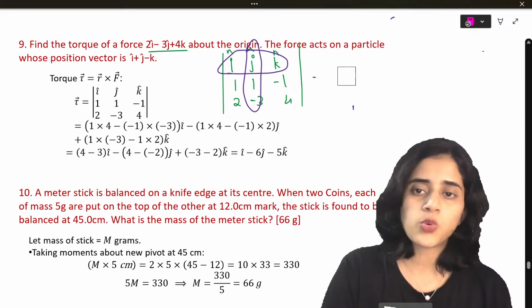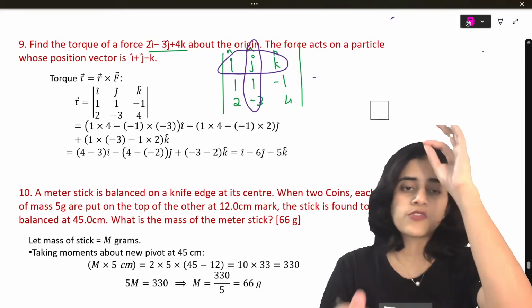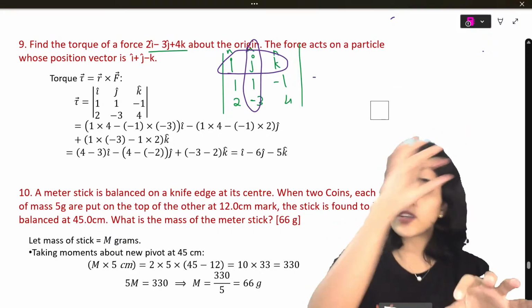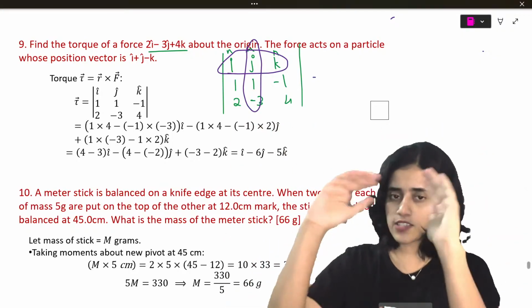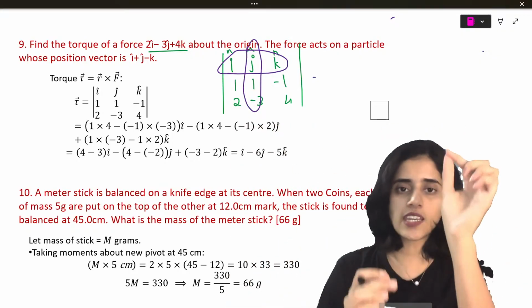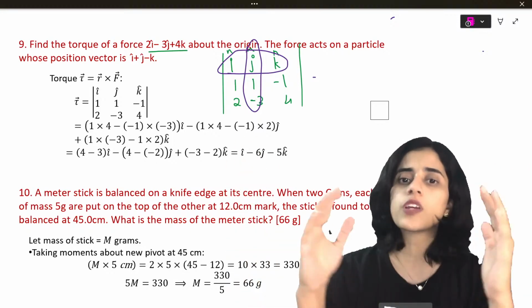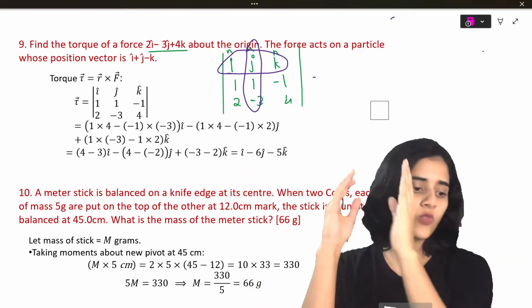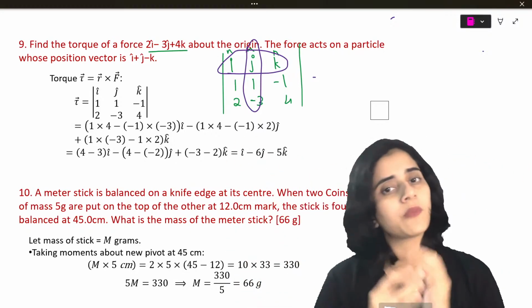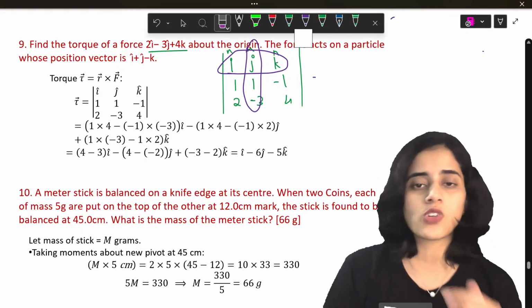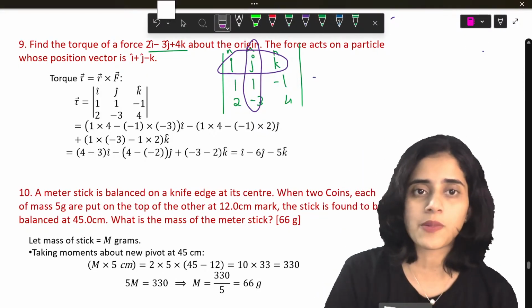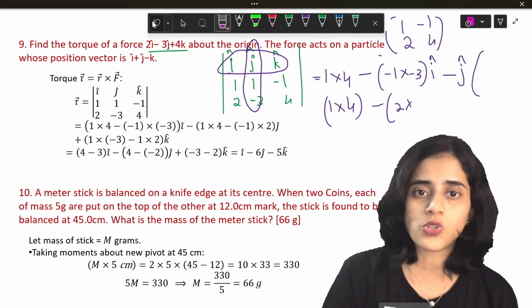So what you should do, write it as a matrix to first get the i cap. The row and column with i cap you ignore. The rest you take as a matrix. Then for j cap, the row and column with j cap you ignore. The rest you take as a matrix. For k cap, the row and column with k cap you ignore. You take that as a matrix. So right now what I have drawn is for j cap. I'll draw for k cap also and show you.